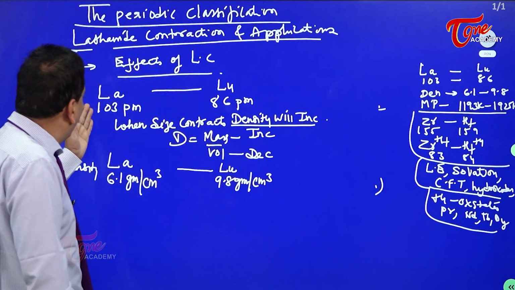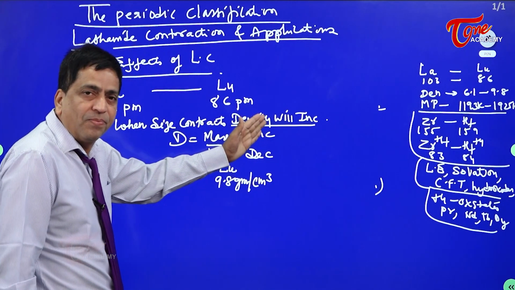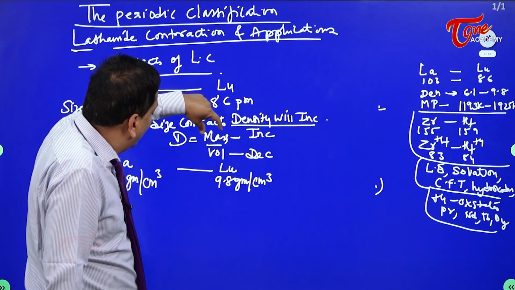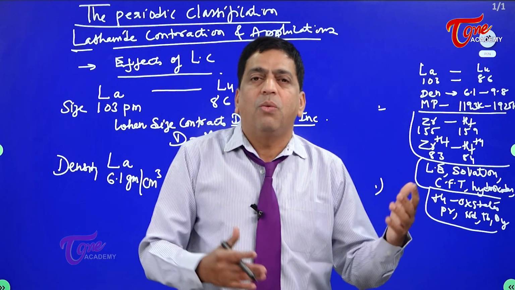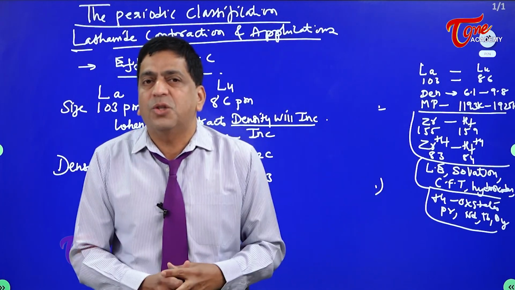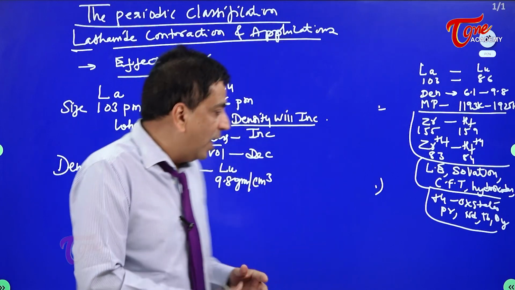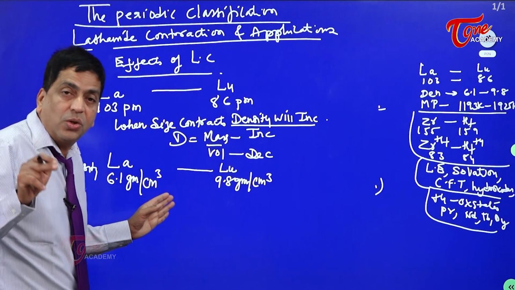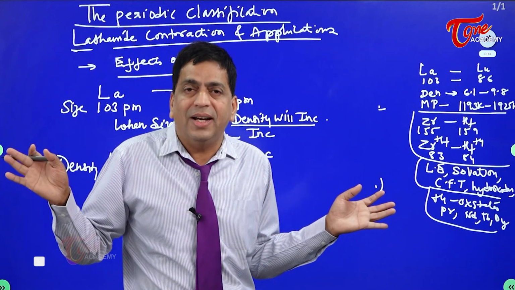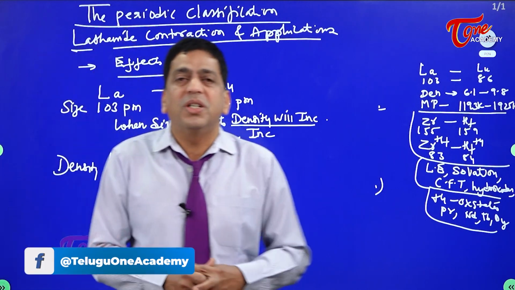The lanthanum size is decreased from 103 to 86. The mass is increasing, but the volume is not increasing, rather it's decreasing. So mass by volume is density, then you can expect a significant increase in density, and you can see the values increasing from 6.1 to 9.1 grams per centimeter cube.